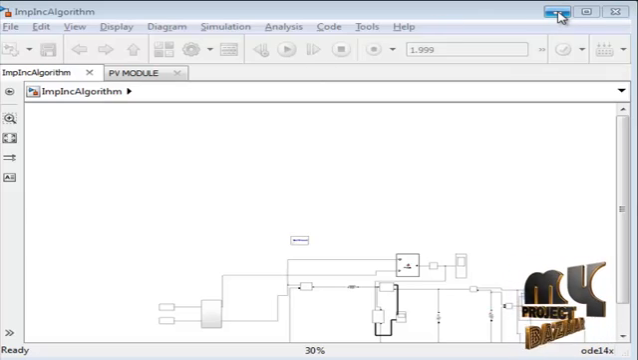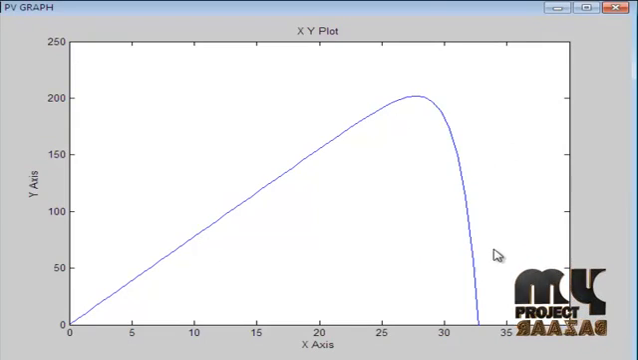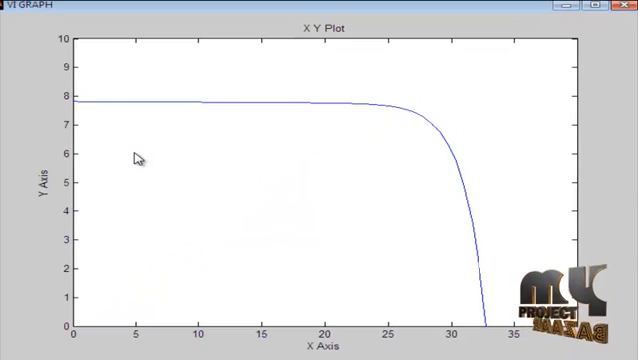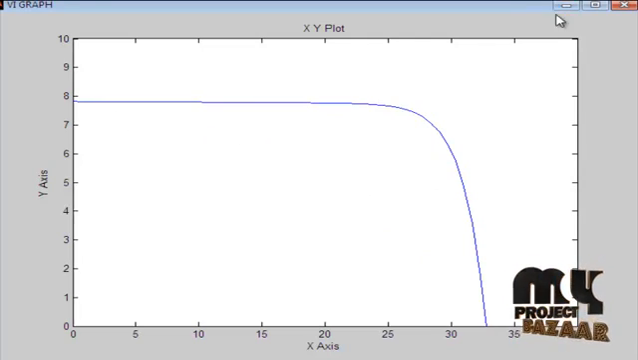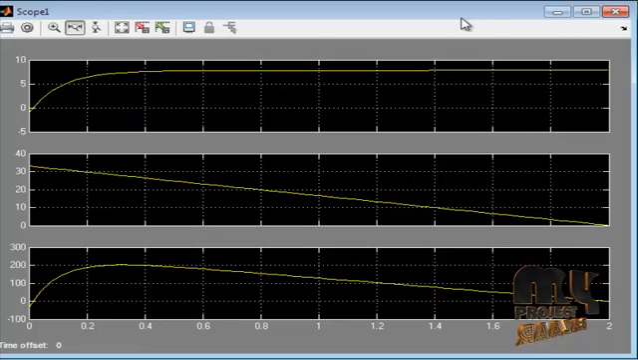First one, we see the solar panel PV curve. This is the PV curve. In each and every irradiance condition, the power and voltage will change. That corresponding graph is shown here. Next one, the VI graph. The PV panel output V and I curve as per the irradiance conditions, and this is the scope window for the corresponding voltage, current, voltage and power. The power is obtained as the product of voltage and current.